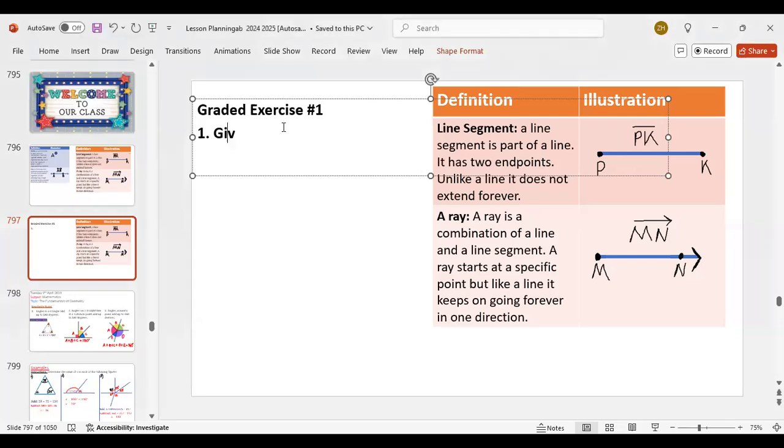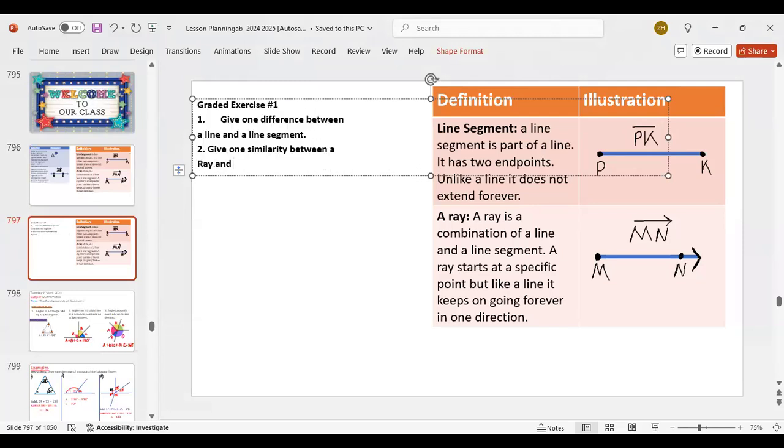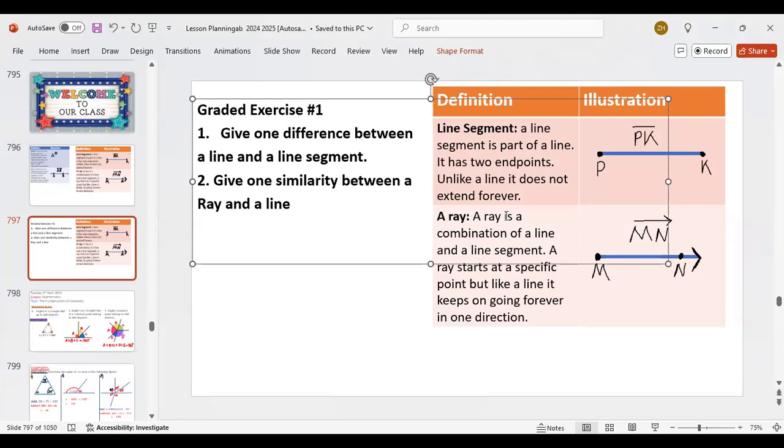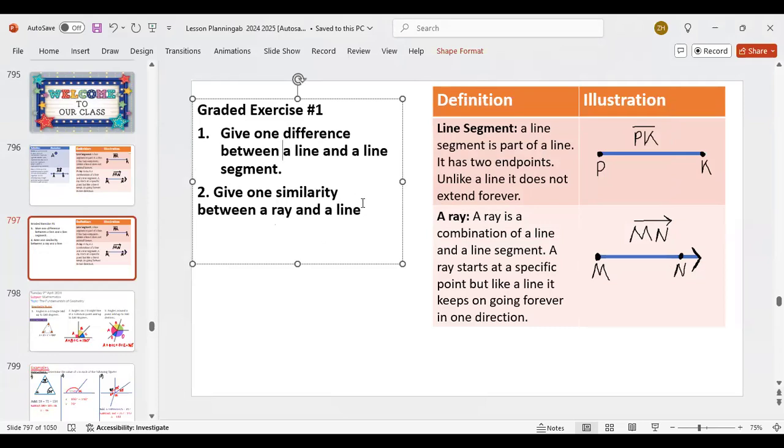Number one, give one difference between a line and a line segment. Number two, give one similarity between a ray and a line. Let me increase this font. Again, answer inside the chat for me, please. I see Chanel's answer. I see Crimson. The first one, give one difference between a line and a line segment. The second one, give one similarity between a ray and a line.